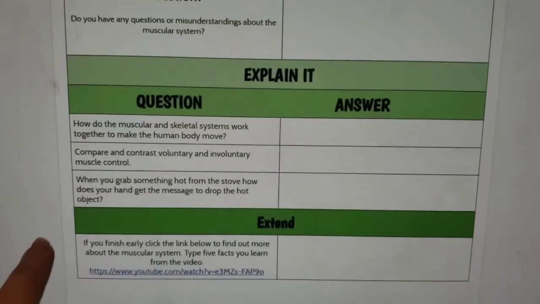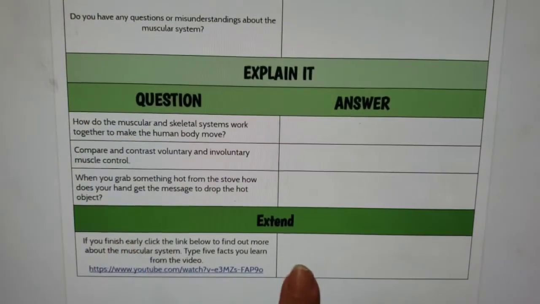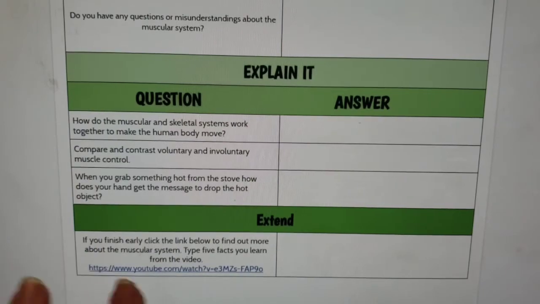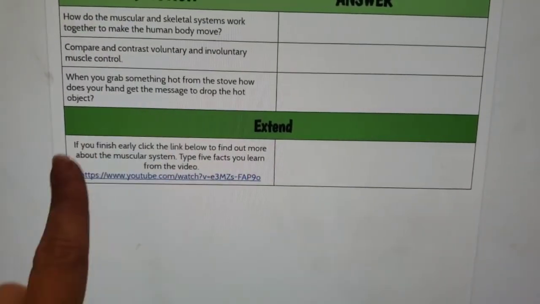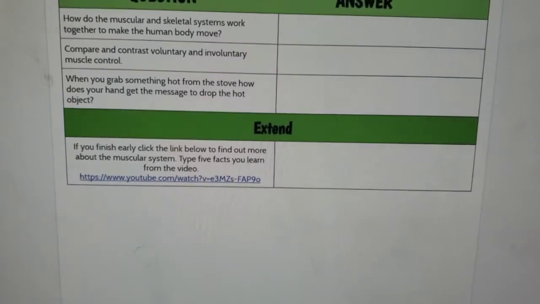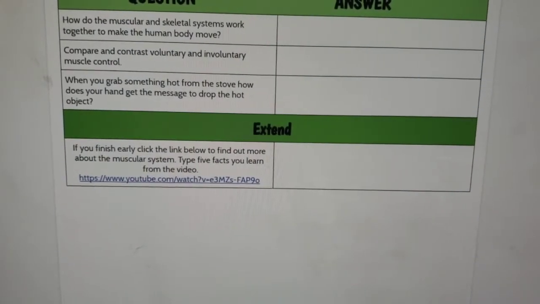Here, this is just a kind of a check-in place for me. Do you have any questions or misunderstandings about this system? Then they've got 3 questions to answer, and then there's an extend section. That way, if you have those early finishers, they still have an activity to do to keep them engaged and working on the topic instead of getting off task.